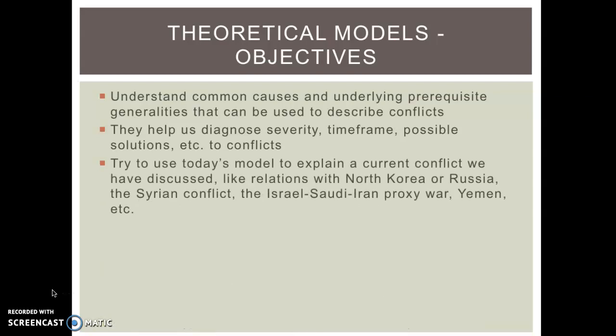So what I want you to try to do today is to look at the model that we're going to discuss today a little bit and try to use it to explain relations that we might have with North Korea or Russia, or internal conflicts that happen, like with Syria, or maybe these cross-border proxy conflicts like we've seen with the Israel, Saudi, Iran axis of conflict that has in part caused the Yemen war. So let's try to use the theoretical models to inform ourselves and be able to explain something about conflicts that are currently ongoing.